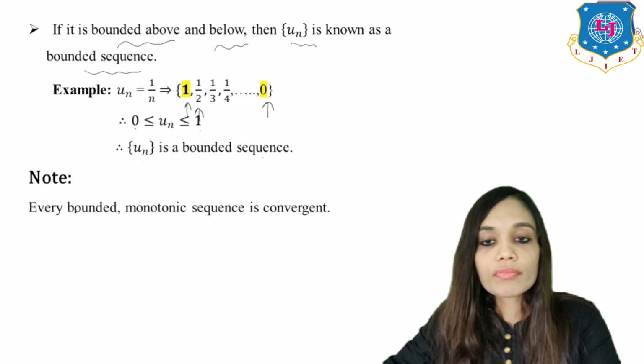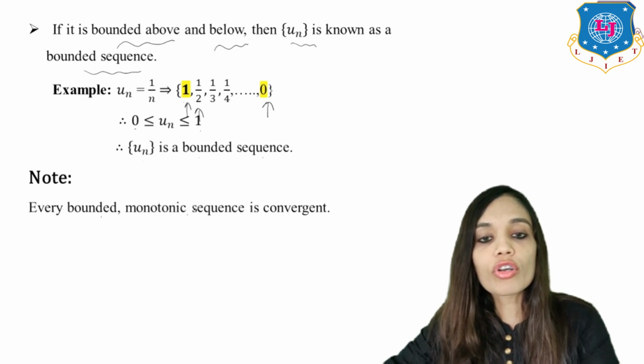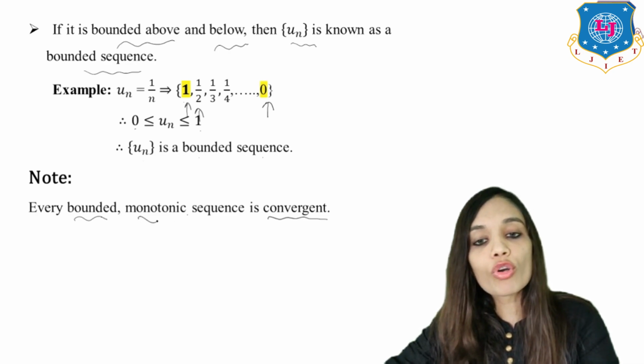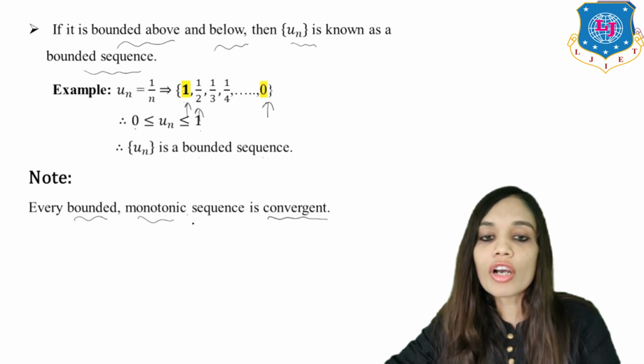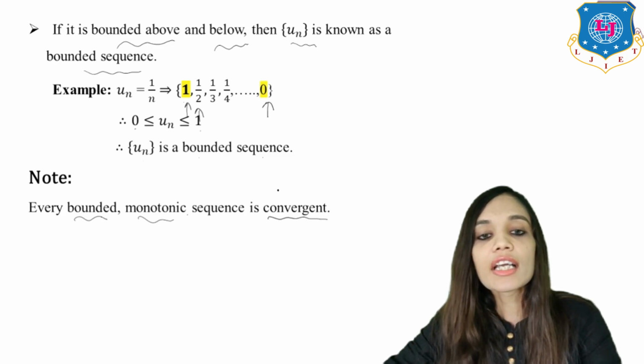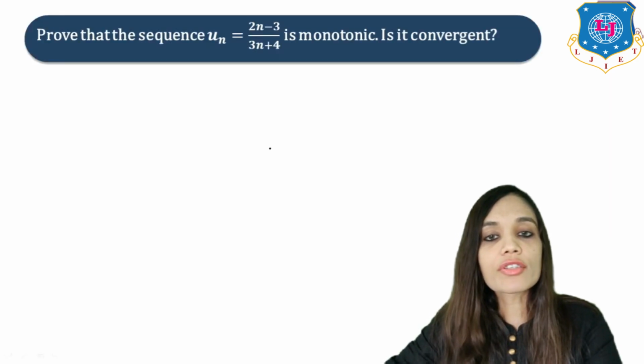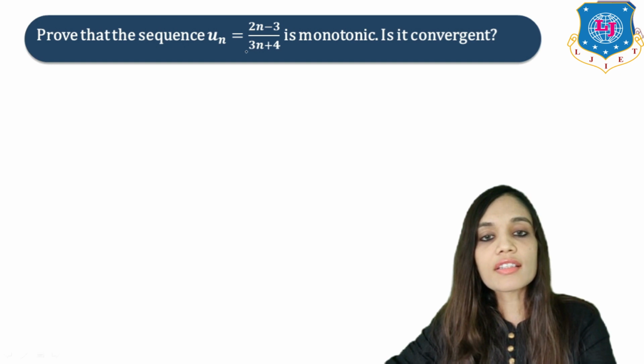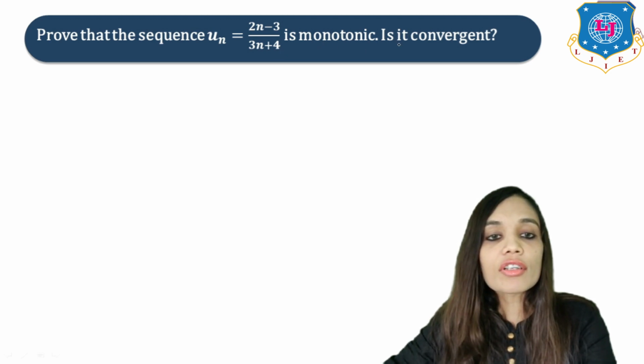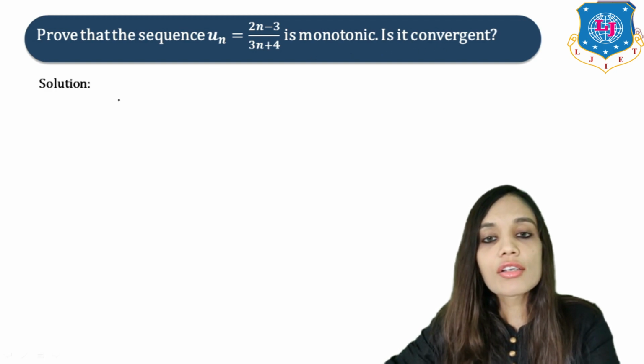Okay. Next, every bounded and monotonic sequence is always convergent. What does this statement state? If a given sequence is bounded and also monotonic, that is, it can be increasing or decreasing, then we can directly say that it will be convergent. Okay. So let us study one example based on this. Here we have to prove that the sequence u(n) equal to (2n-3) upon (3n+4) is monotonic and we have to check whether it is convergent or not. Let us start its solution.